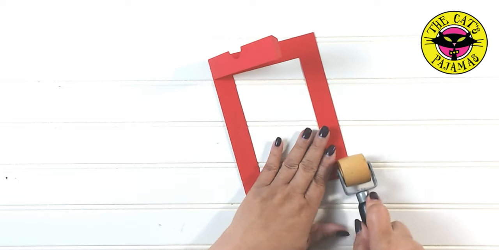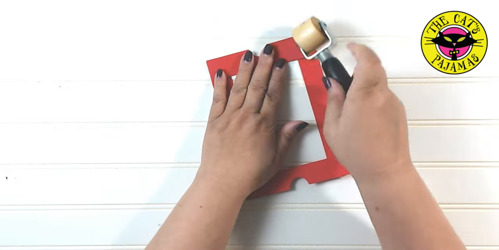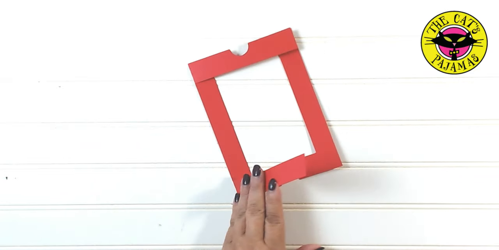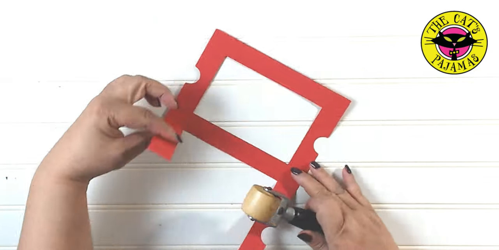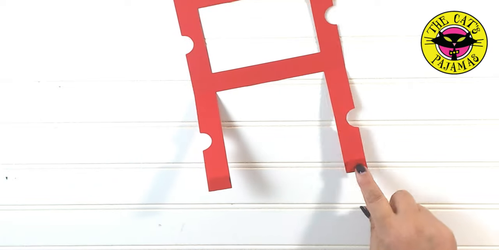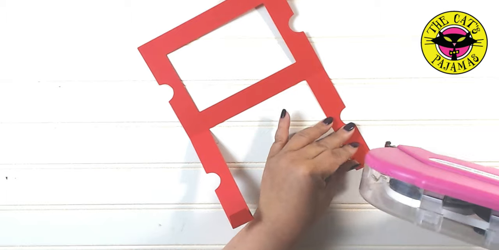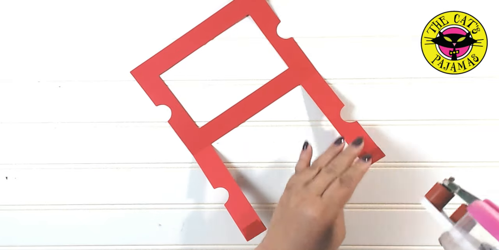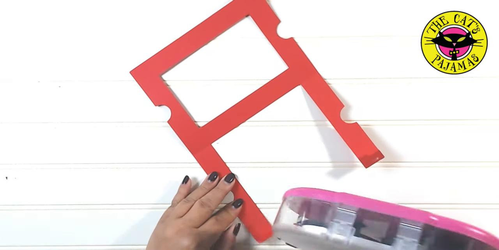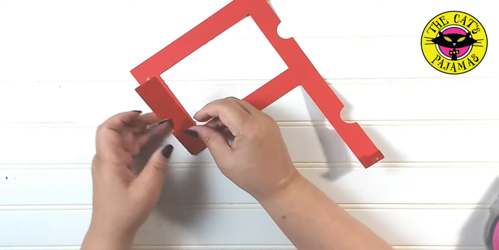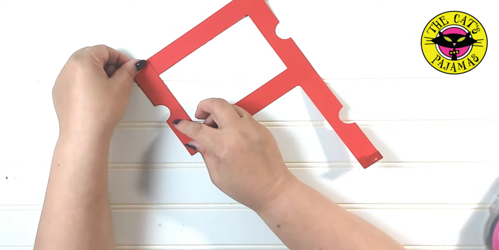Burnish it to get a really nice crease. And add a nice strong adhesive or glue on the tab because there's going to be some stress on these joints when the card opens and closes. Fold the leg over and attach the tab to the back of the frame.